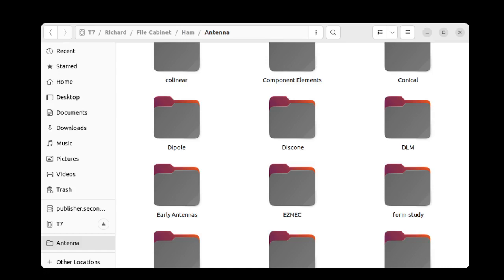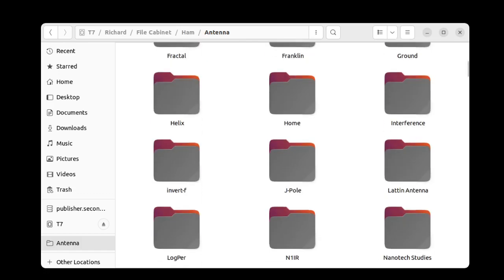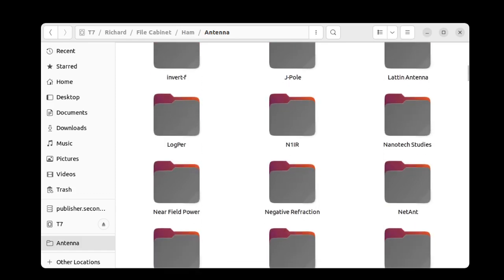DLM, early antennas as I call them, that I've already covered in some degree in my earlier episodes. Fractals, there's a ton of those. Talking about ground, analyzing ground, looking at interference, even a study of my home and how noise ties with the interference folder to the right. J-poles, inverted F, one of my favorites, inverted F that is. The Latin antenna, negative refraction, this is going to bamboozle you.